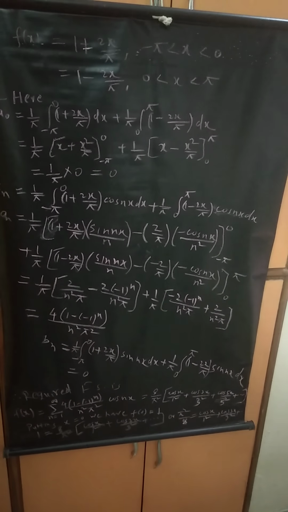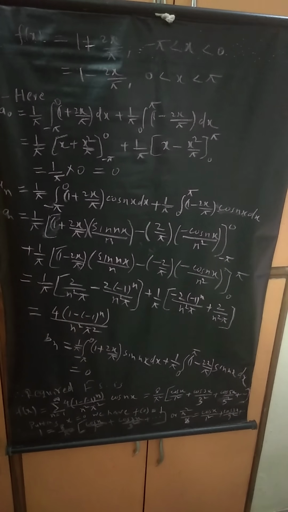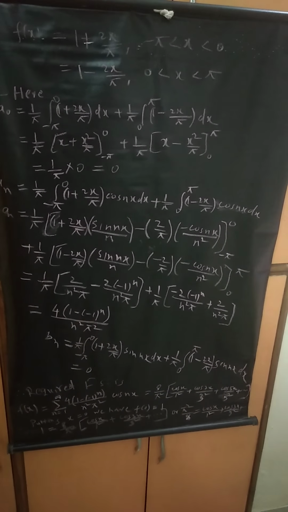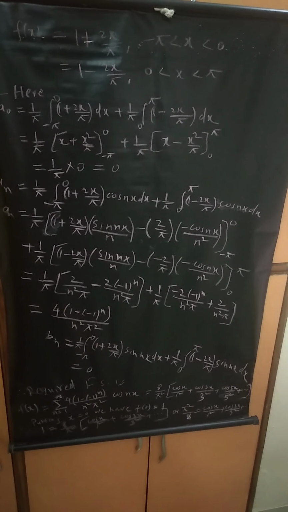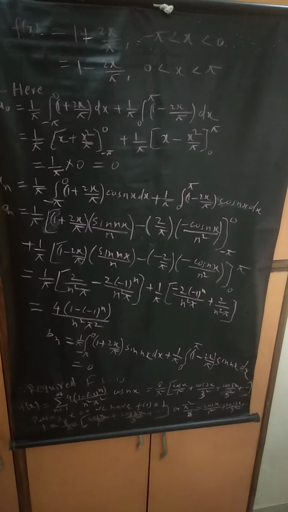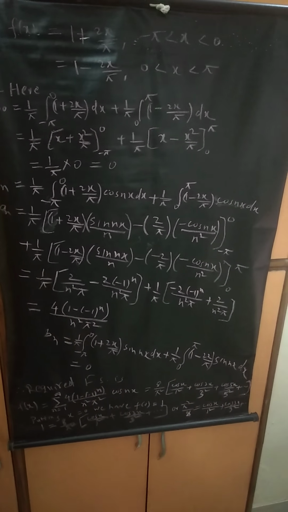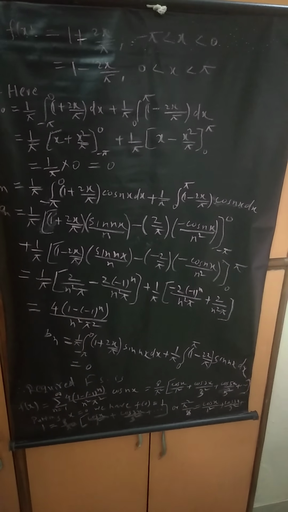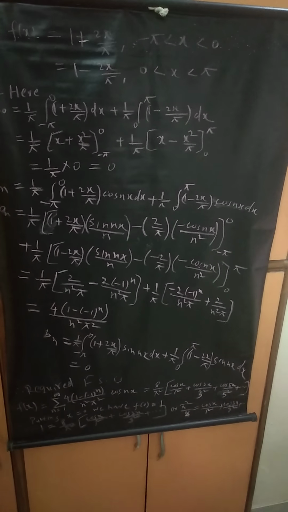And after simplification, finally we are getting an equal to 4 times into bracket 1 minus 1 raised to n bracket complete divided by n square pi square. This is the value of an.